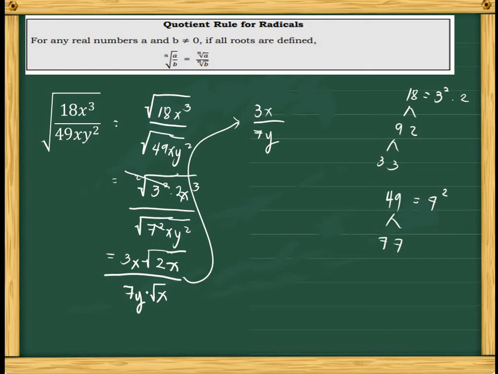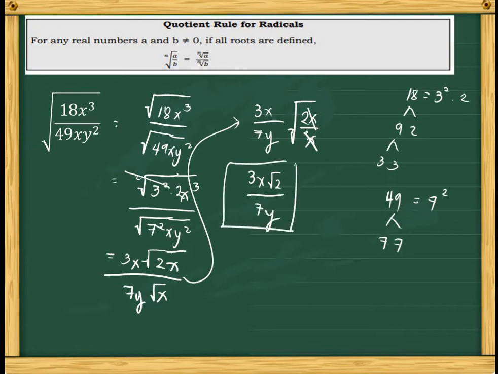At ito po ay they share same index. So, parehas ng index which is 2. So, we can write this one as 2x all over x. So, pwede pa natin siyang i-simplify. So, pwede nating i-cancel out si x. So, we have here 3x square root of 2 all over 7y is the final answer.